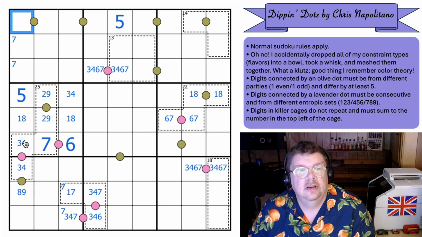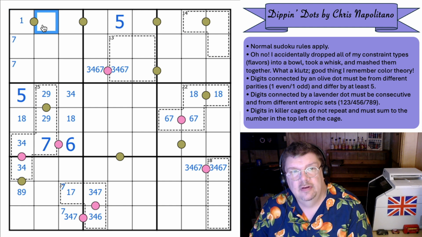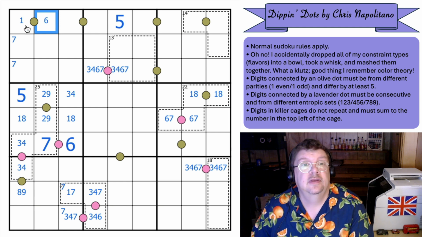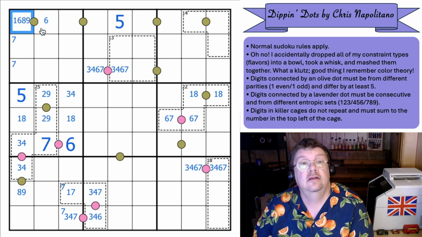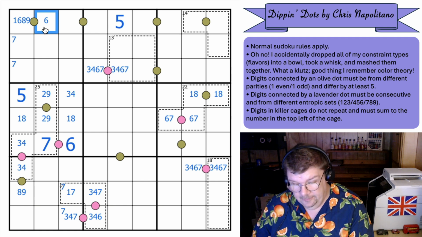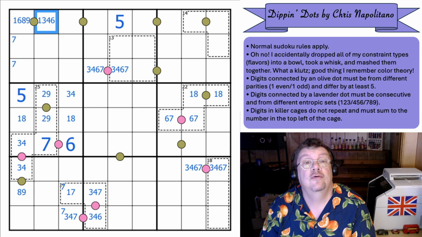It also can't be a 3, 4, or a 2. So if that's a low digit, then that's a 1, because it can't be 3 or 4. It can't be a 2 because that would have to be a 7, which it can't be. So if that's a 1, that's a 6. If it's a high digit, it can't be 7, but it could be 6, 8, or 9. 6 goes with 1, 8 goes with 3, 9 goes with 4.